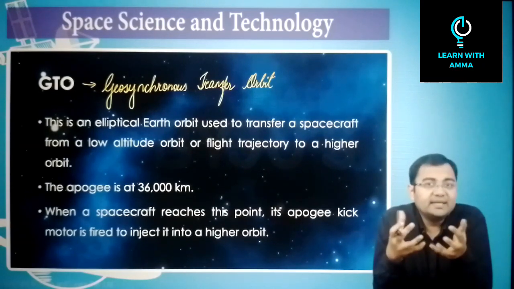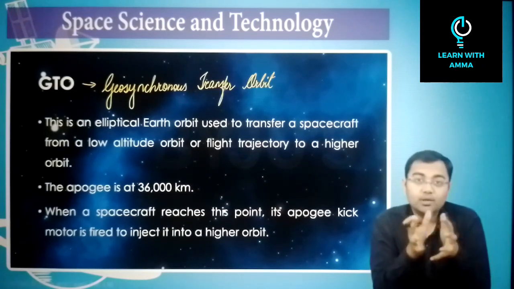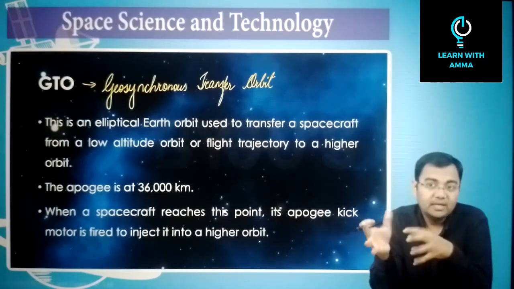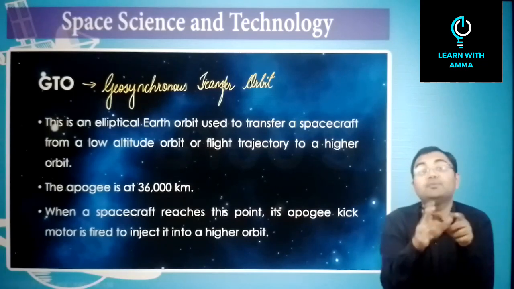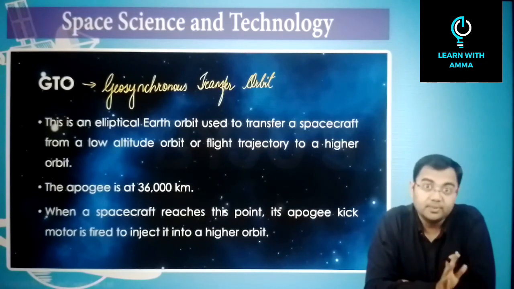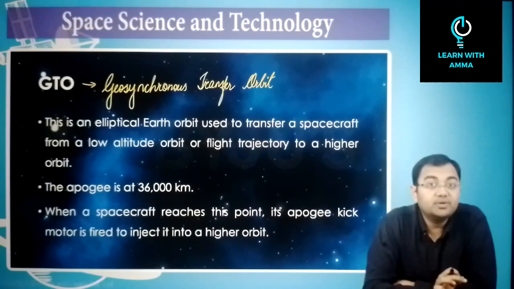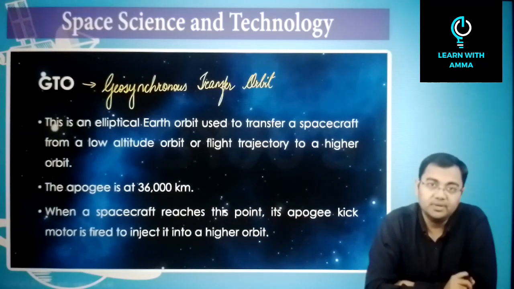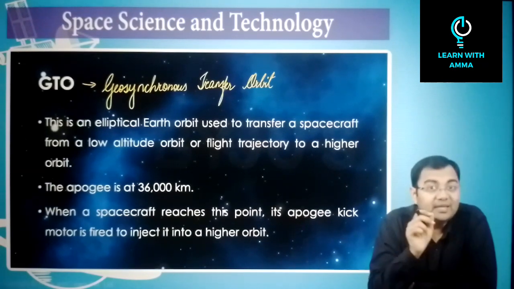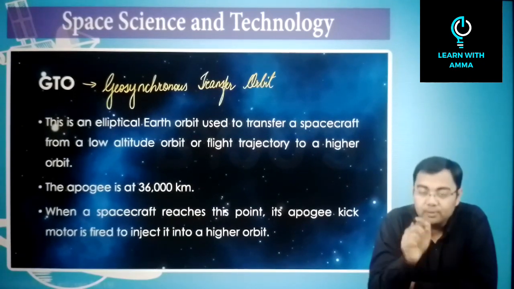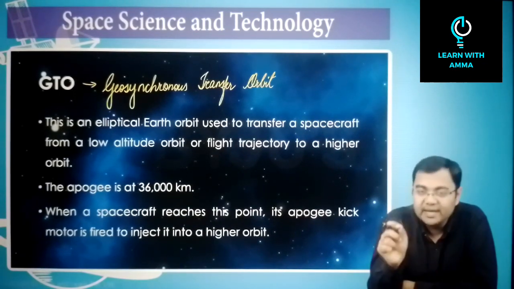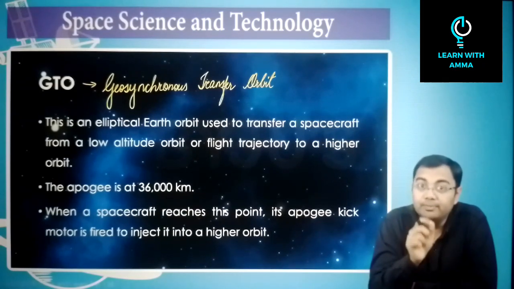Normally when we launch a satellite, we discussed that there is a low Earth orbit and there is a high Earth orbit. When we launch a satellite, the satellite by itself cannot be launched directly to high Earth orbit. Please remember this: it's not possible for us to launch a satellite to high Earth orbit. So for that very purpose, we need a special kind of orbit which will be able to take the object from the low level orbit to the high level orbit by its own mechanism.